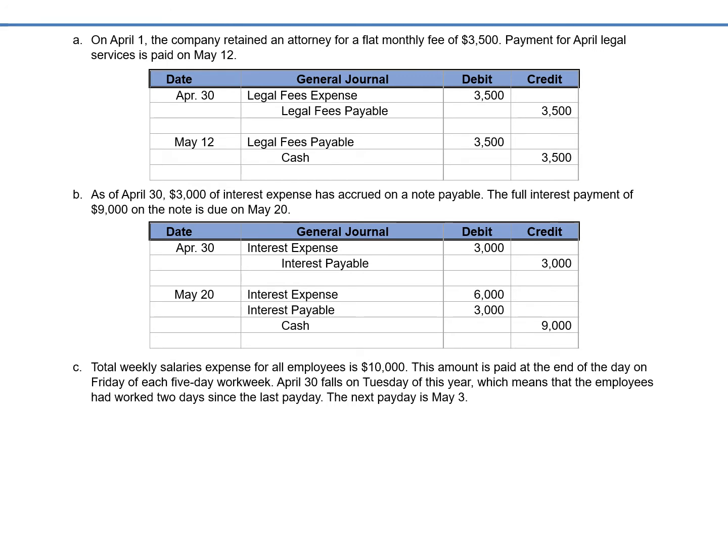All right, and then in Part C, total weekly salaries for all employees is $10,000. The amounts are paid at the end of the day on Friday of each 5-day work week. So they tell us that on April 30th, that was a Tuesday, which means that the employees worked 2 days since the last pay period.